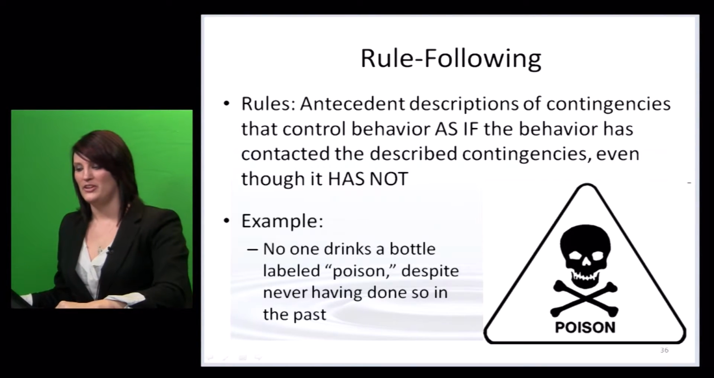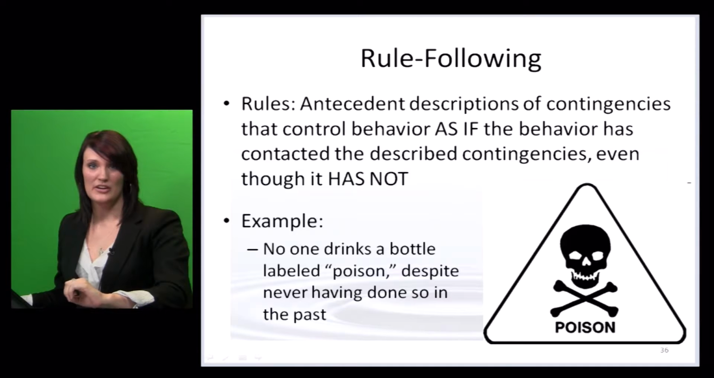So for example, no one would pick up a bottle that has the label poison on it, despite never having done so in the past. You would not drink the bottle with the poison on it. You don't have to contact this contingency to know that you're not going to do that.